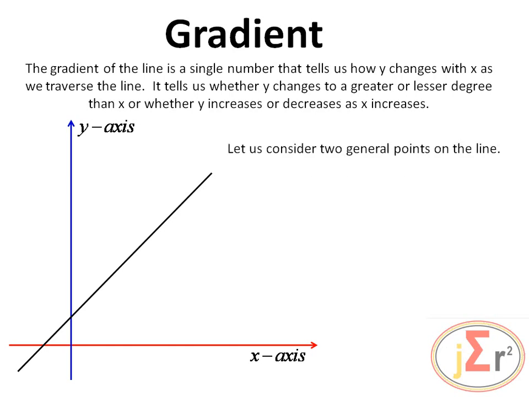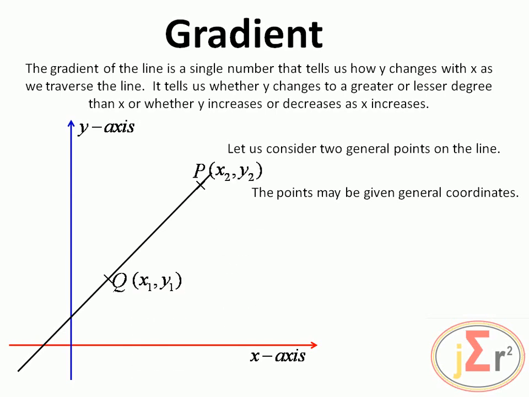So let us consider two general points on the line. So that's what we are looking at for the gradient. Good. We have our points P and Q. The points may be given general coordinates. So let us give our general coordinates. One is x2, y2. One is x1, y1. So we have x1, y1, x2, y2. That's general.